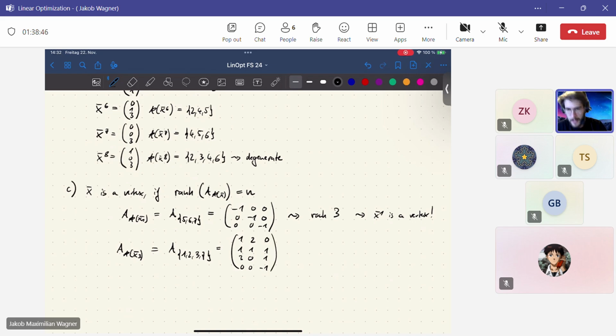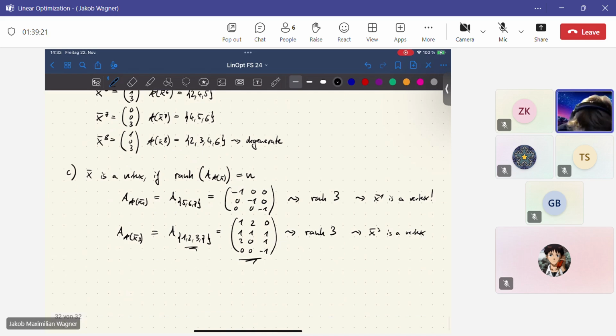So this is why we need this rank condition and can't just say that we want the determinant to be not equal to 0 or the matrix to be invertible, because at these degenerate vertices, we can have rectangular matrices of active constraint vectors. So we really need to formulate this in terms of the rank condition. And if you check the rank of this matrix, we see that this has rank 3. So again, x3 bar is also a vertex.